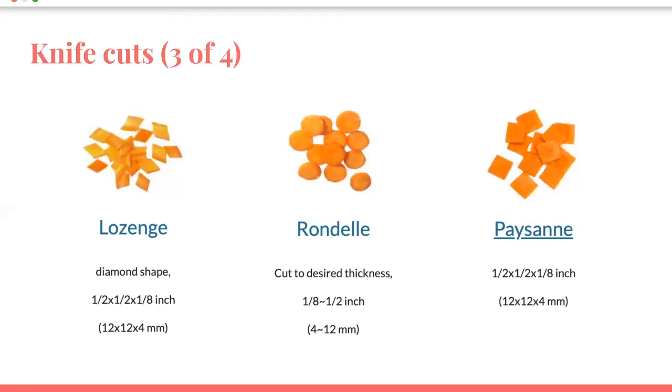The last slice cut is paysanne. Paysanne cut vegetables may be either square, triangles, circles, or half-round circles. In order to cut economically, the shape of the vegetable will determine the shape in which the vegetable should be cut. All the vegetables should be cut thin, to a width of about 1/8 inch.